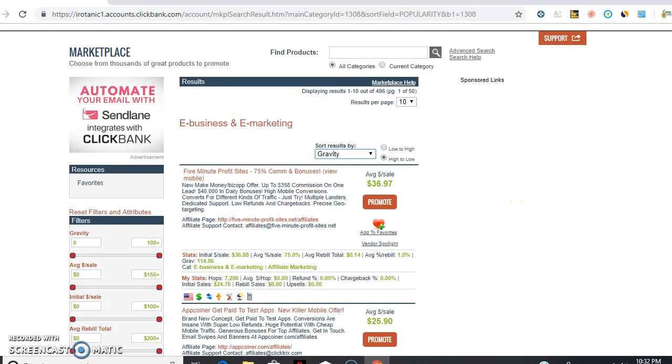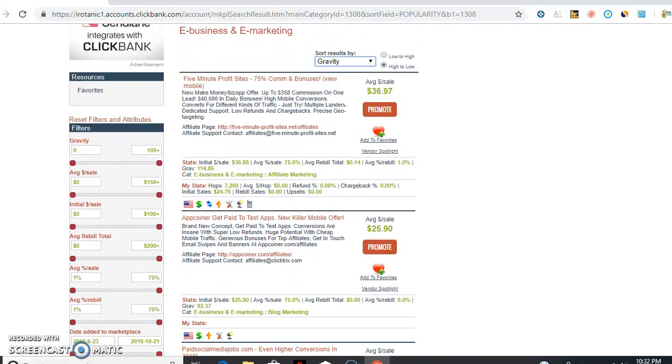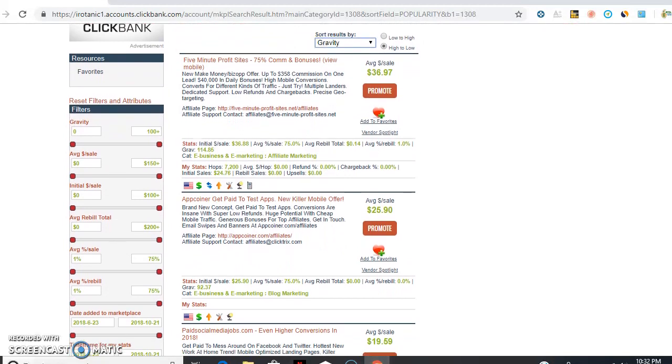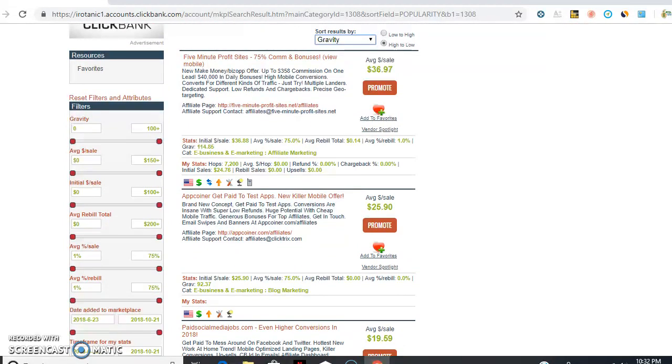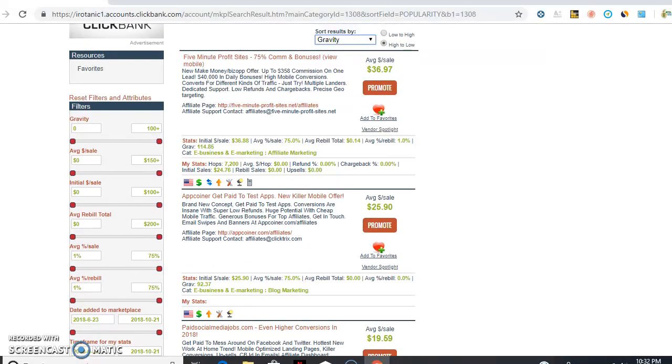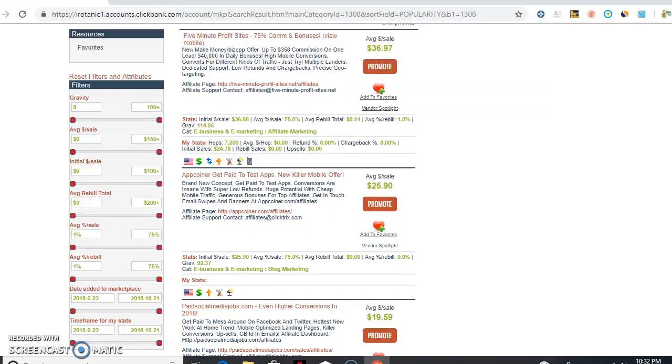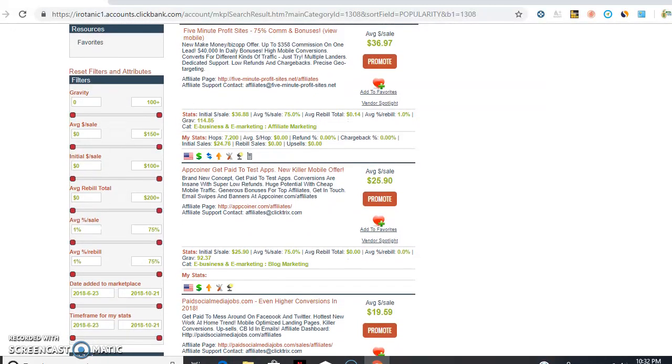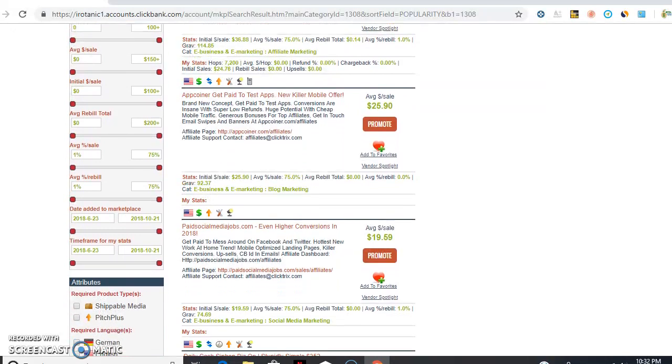What I'm going to do is go to gravity. Gravity means the most high converting product that's selling in the market right now. So from the top until the bottom, just look at which product is the best. I usually go from 25 and above.